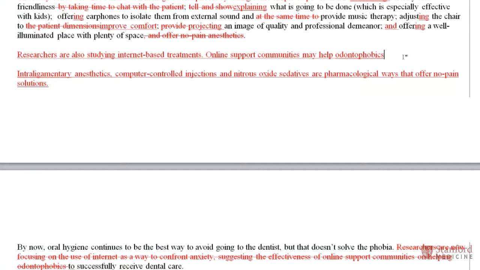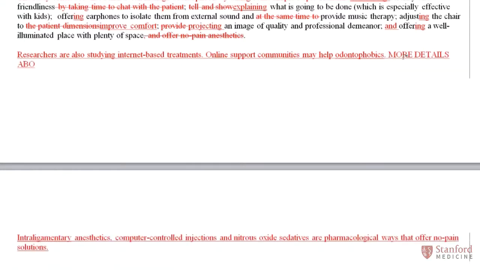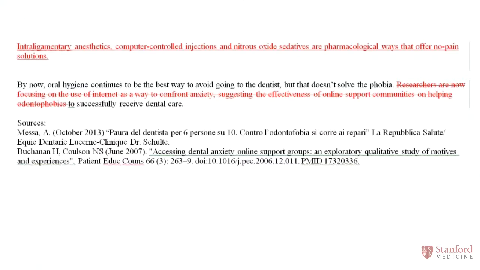So if this author is trying to tell us about these low-cost, simple interventions and these new potential treatments, we would want to add some more details about these studies on internet-based therapies. So that should be kind of its own paragraph, I think. And then in the next paragraph, we'll get finally back to the drug therapy.